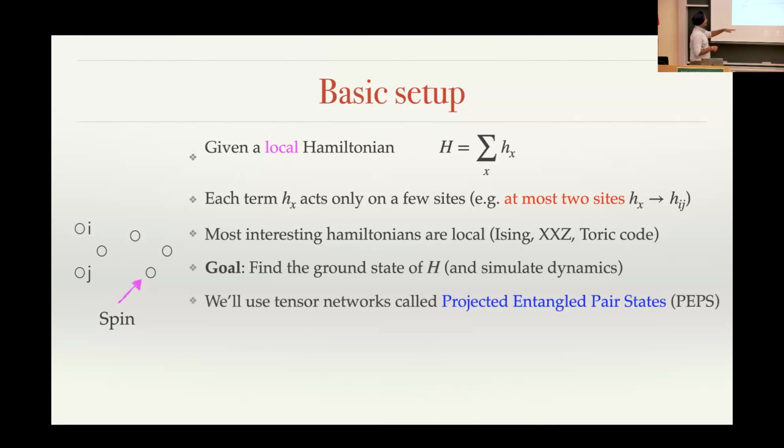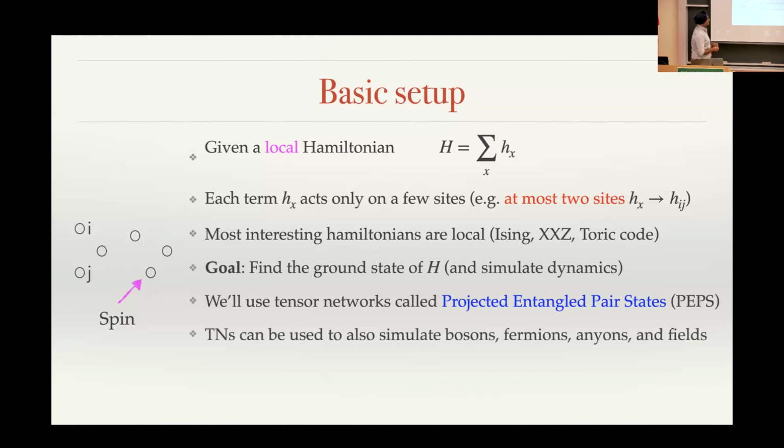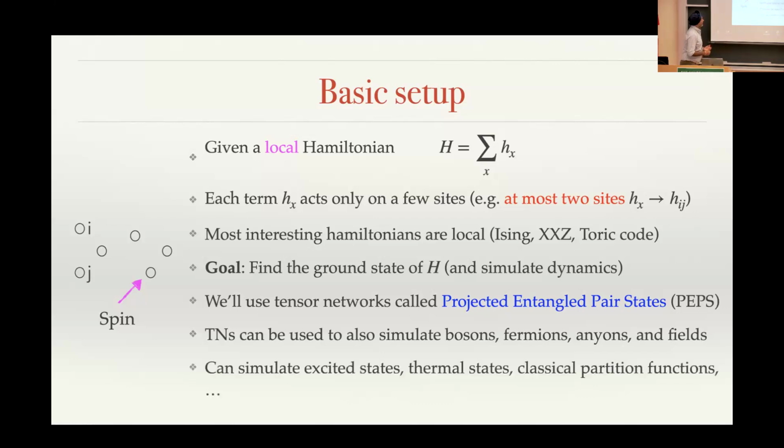We're going to use the class of tensor networks called PEPS, projected entangled pair states. I'll tell you what they are. But I should mention for completeness that tensor networks can not only be used to simulate spin systems, which is indeed the simplest setting, but they can also be used to simulate bosons, fermions, anyons, and even continuous fields. They can also go beyond finding ground states: you can find excited states, thermal states, classical partition functions, and so on.